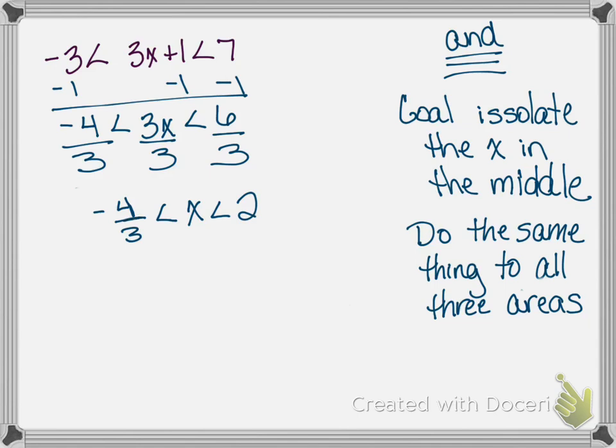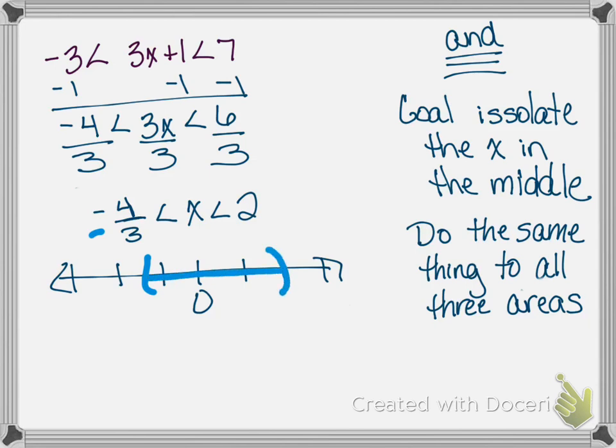Now, to graph this, your smaller number comes first. What's smaller, negative 4/3 or positive 2? Negative 4/3. So I am going to start at negative 4/3. That's my negative 4/3 right there. It's a little past negative 1. Then I've got positive 2. So that right there is my answer.